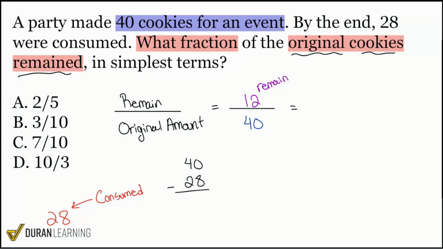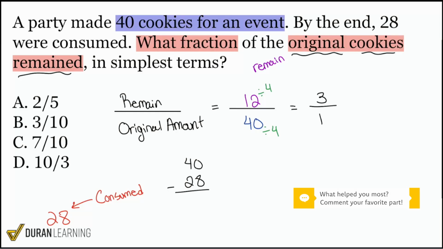Yeah, so let's go ahead, move this right up, give ourselves that space. We will divide by 4 on the top and the bottom, and we'll see that 12 divided by 4 leaves us with 3. 40 divided by 4 leaves us with 10. Therefore, our correct answer for this practice problem, everybody, is going to be answer choice B, 3/10.